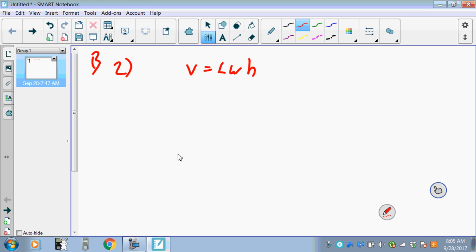Where V is the volume, L is the length, W is the width, and H is the height. Rewrite this equation in terms of W. Okay, so straightforward, same thing we were doing before. It's going to be 1W. Again, when I do something to one side, I must do it to the other. Width is going to be volume divided by length times height. Okay?